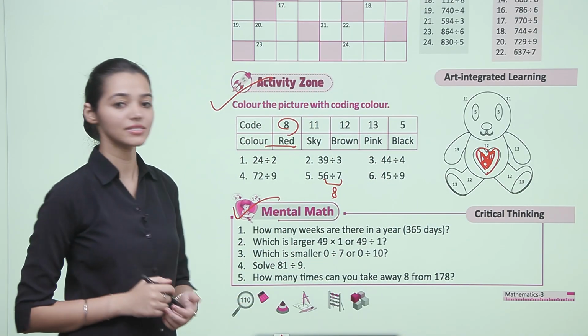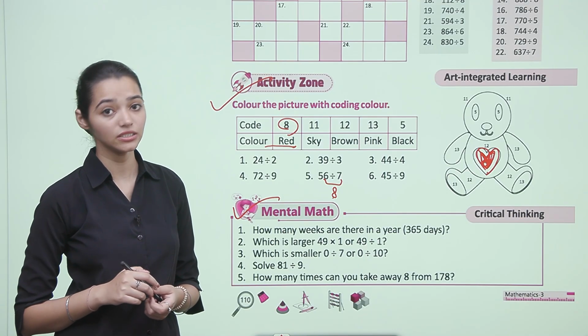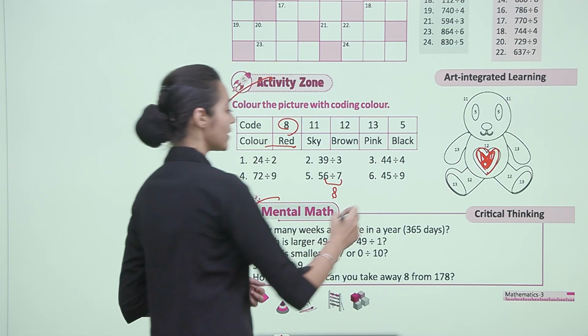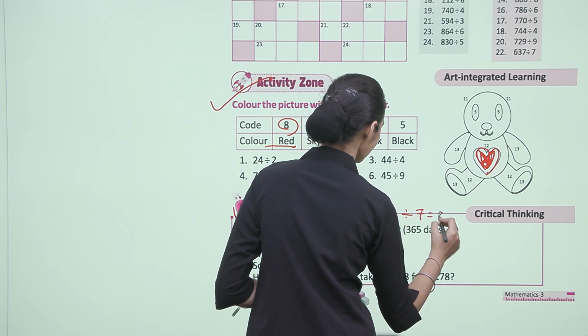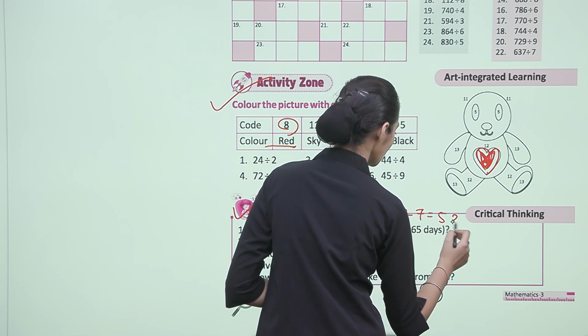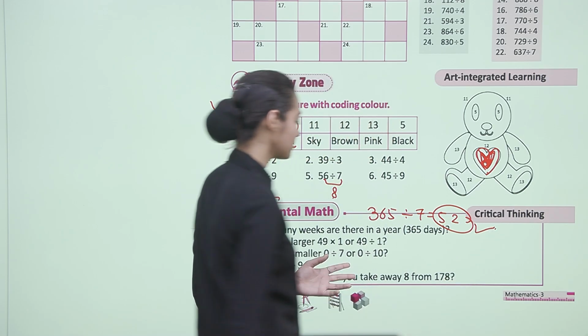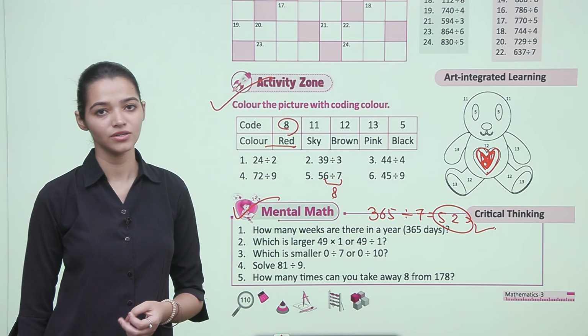Now next is our mental maths. How many weeks are there in a year? 365. When you divide 365 by 7, that is 52 weeks around. That's how you have to complete the remaining part.